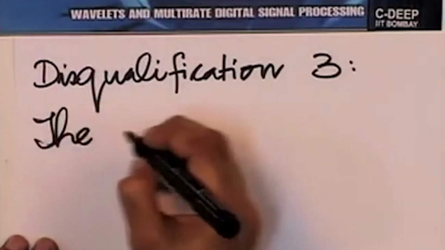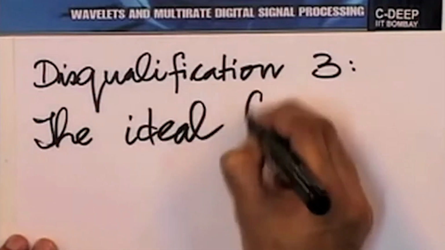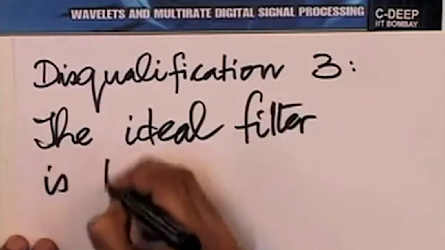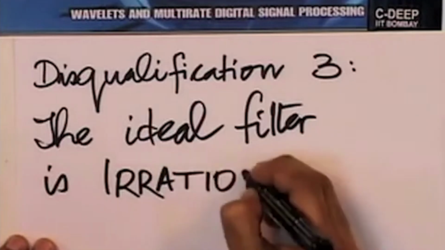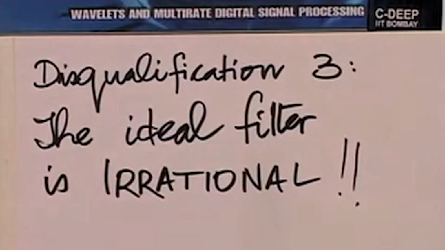The ideal filter is irrational. And what does this mean? Now, let me first explain the meaning of irrational literally. You see, we say a filter is rational, or a linear shift invariant system is rational, if you look at the system function, that means the Z transform of the impulse response, and find that it can be expressed as a ratio of two finite series in Z. So, numerator a finite series in Z, denominator a finite series in Z.